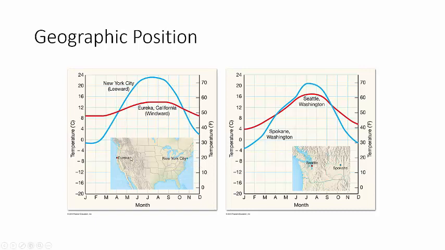Eureka is the red one. Very, very temperate. I mean, 45 to 55, like a 10-degree difference for the whole year. Why? Because they're right next to the water. The wind is coming this way, and it's blowing that temperature right into Eureka.